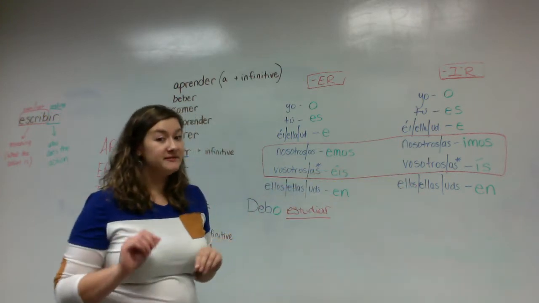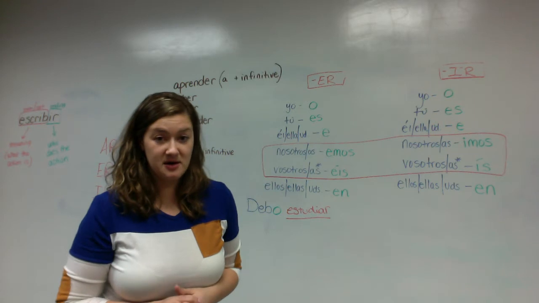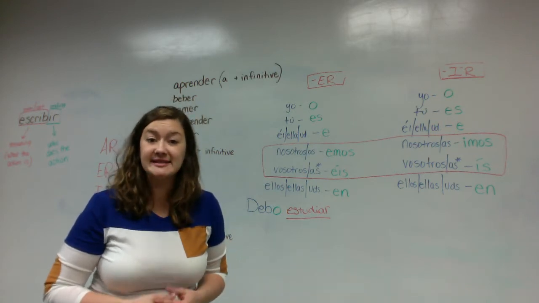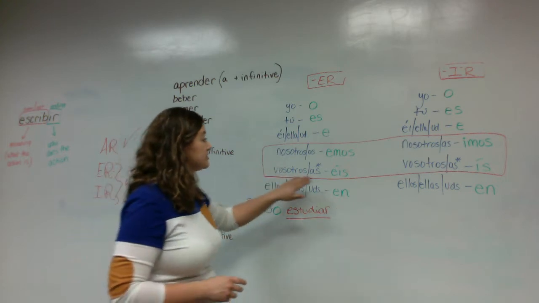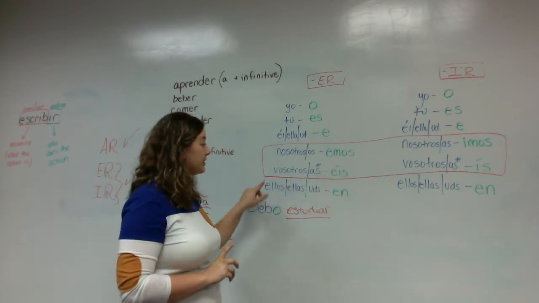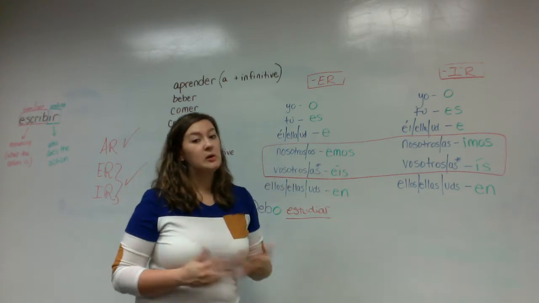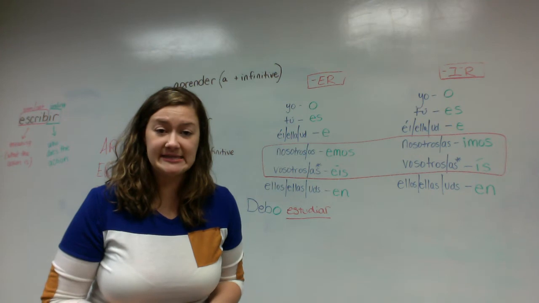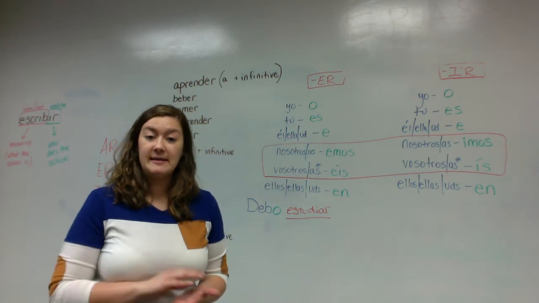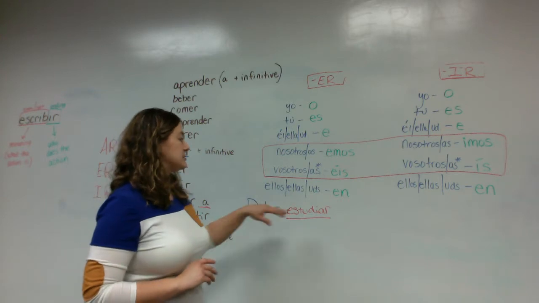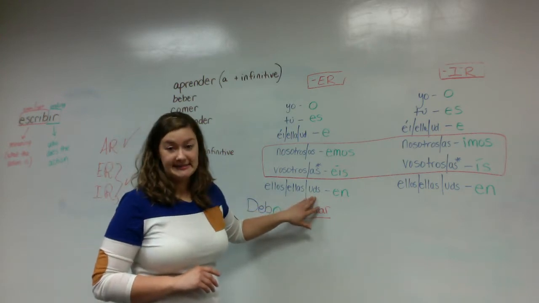So, ojo, be very careful when you're conjugating the ER and IR verbs. Although they're very similar in their conjugation endings, the nosotros, nosotras forms do change. And remember, the vosotros and vosotras only in Spain, although you should still be aware of the conjugation endings and how to use them and be able to identify them when you see them. We are mostly going to be using ustedes.